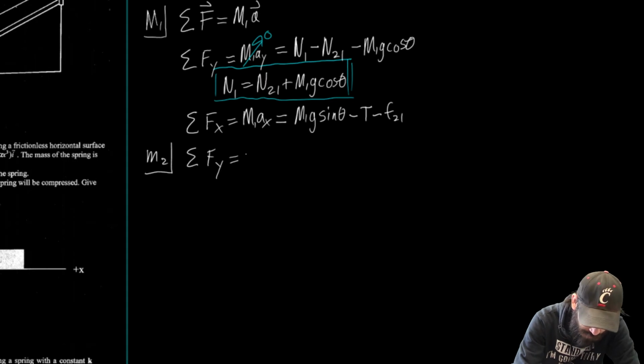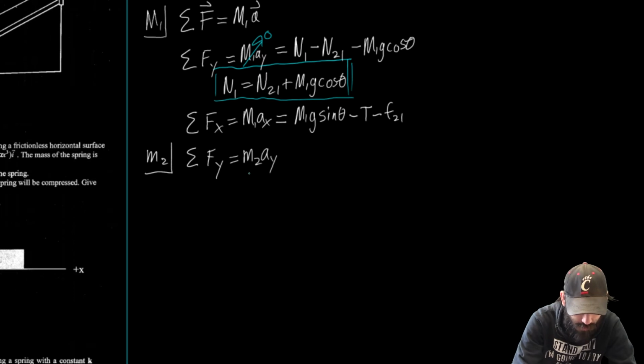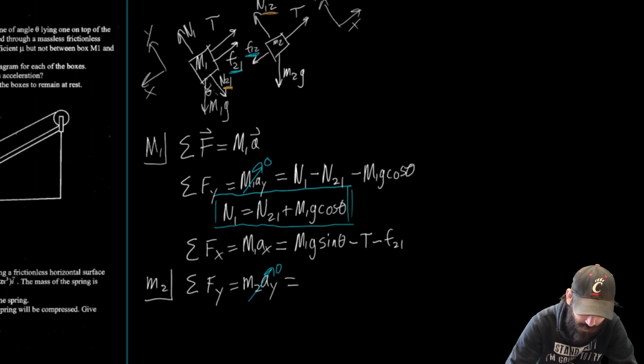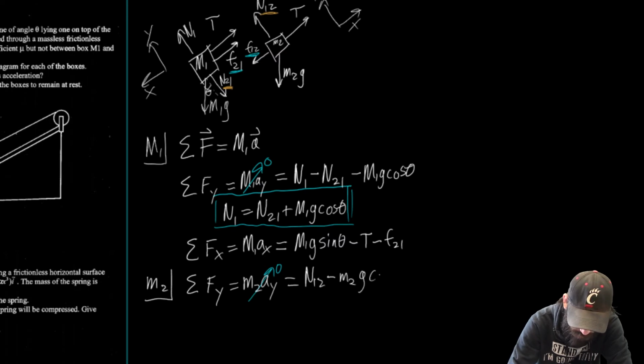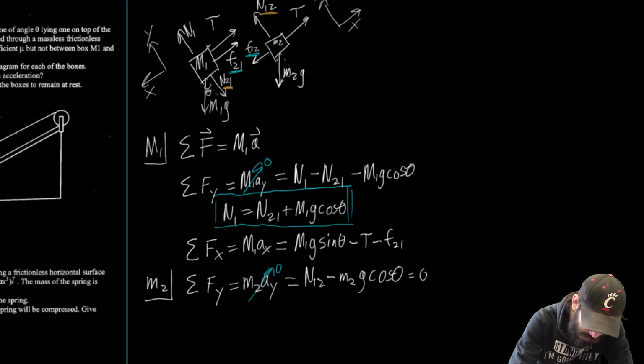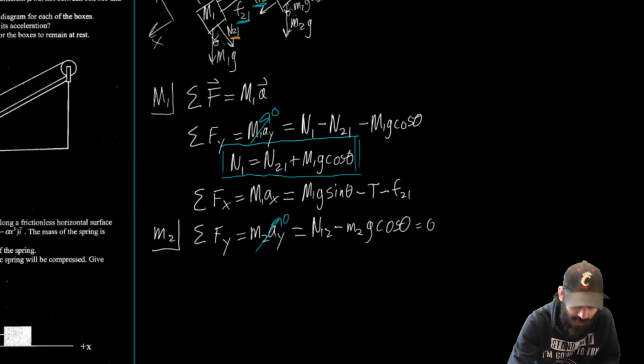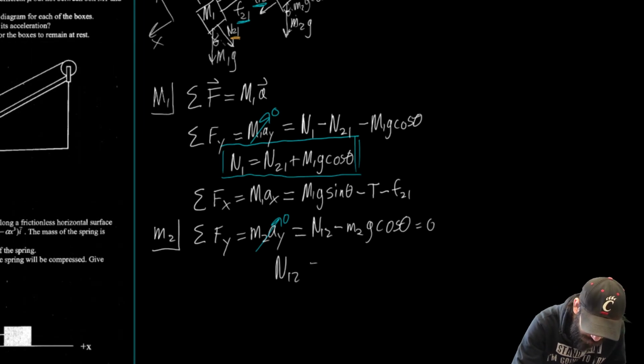So this is going to be M2AY, which we know is going to be 0. This is equal to, from our free body diagram, N12 minus M2g times cosine of theta is equal to 0. So we can draw this in here so we can see that there's the angle theta, and this is going to be M2g cosine of theta. That's why I have that there. Okay. So from this one, we can see that N12 is going to be equal to M2g times cosine of theta.